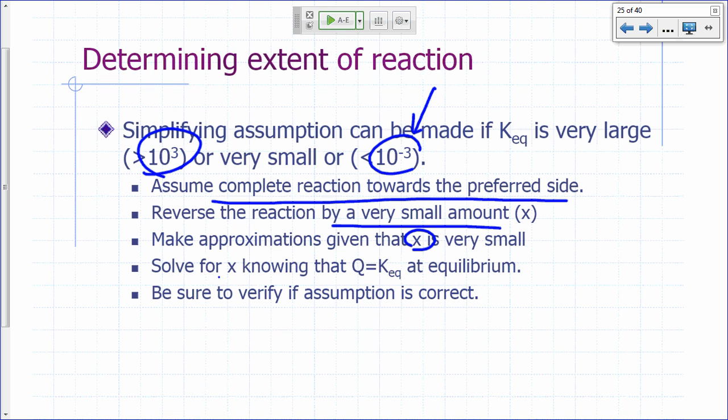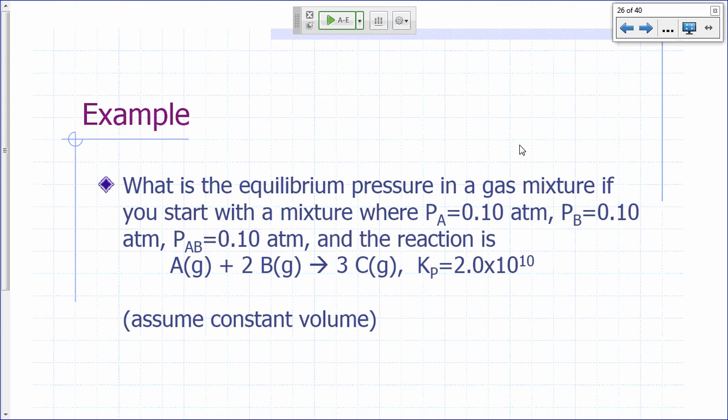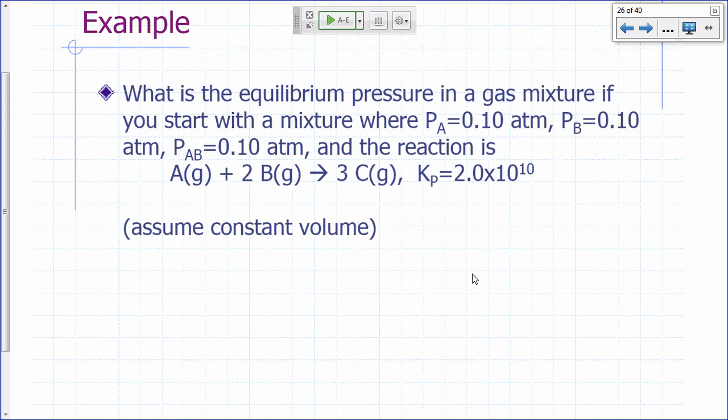Okay, so solve for x knowing that Q equals Keq at equilibrium. But if you do make these assumptions, make sure at the very end you verify if your assumption is correct. So let's see if we can illustrate that with this problem. What's the equilibrium pressure in a gas mixture? If you start with 0.1 atmosphere of A, 0.1 atmosphere of B, and 0.1 atmosphere of C, okay, not AB, C. And Kp happens to be 2.0 times 10 to the 10.